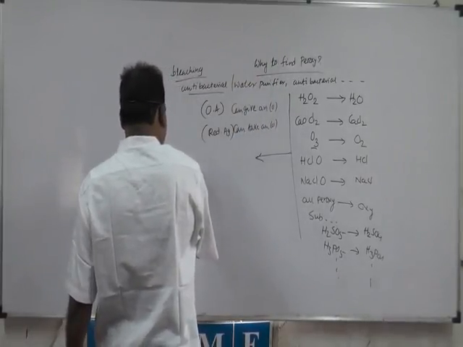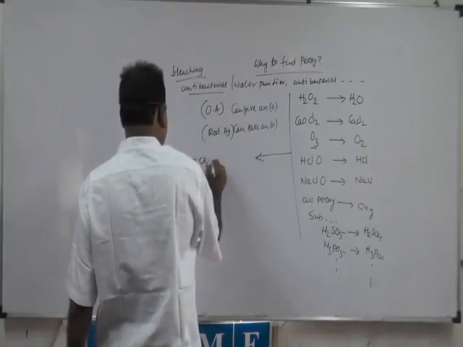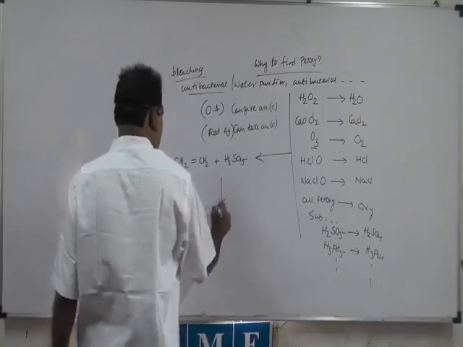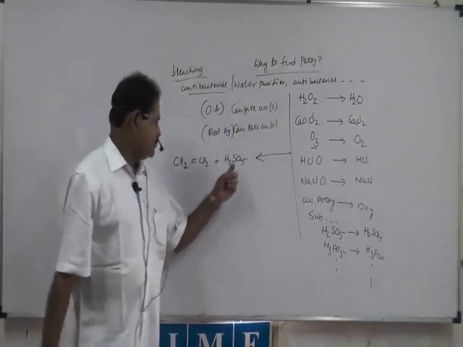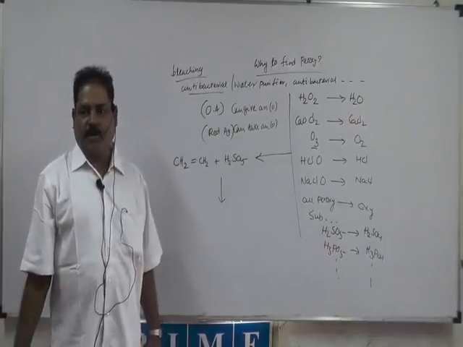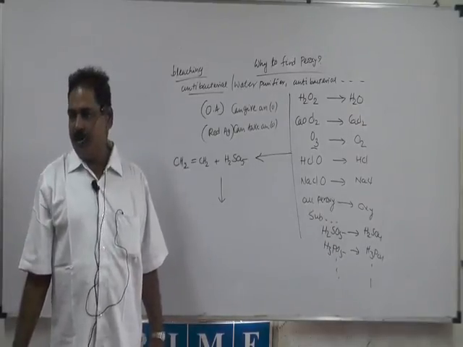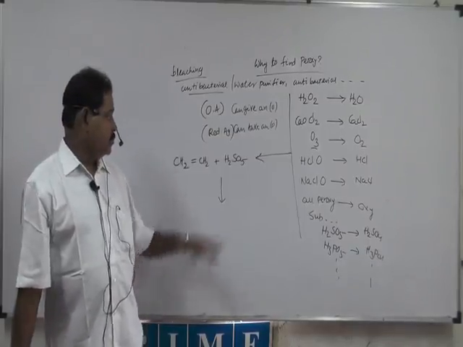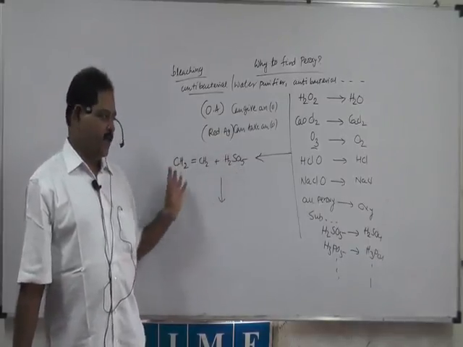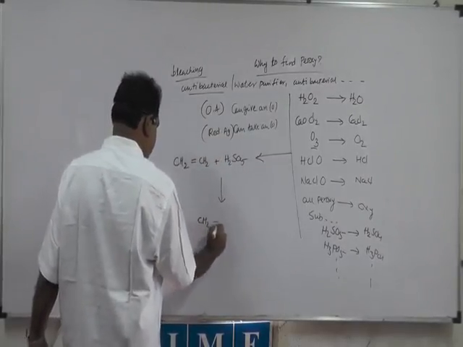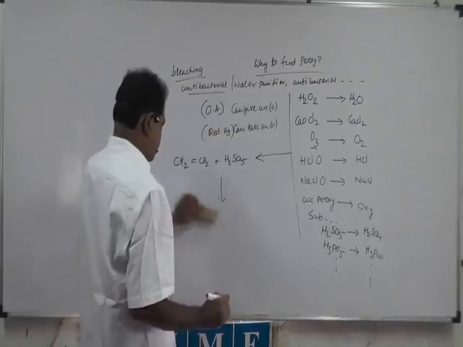Look here, CH2 double bond CH2 plus H2SO5, what will happen? Who is this fellow? Peroxy sulfuric acid, permonosulfuric acid, with one oxygen more. So it will give an oxygen, the oxygen will come here, and these two carbons catch the oxygen with both hands.